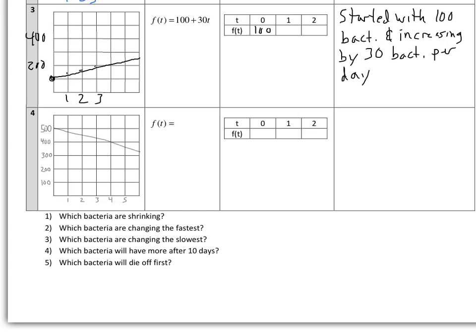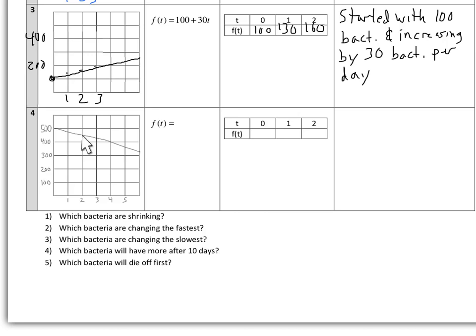130. Can you tell that'd be 130? And if we add 30 to that every day, what's the next one? 160. Can you see it? Pretty easy table without even plugging values in. Once you have your beginning value, you just use your rate of change to get your future values. So now we have this one done.